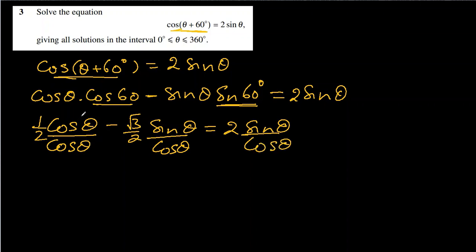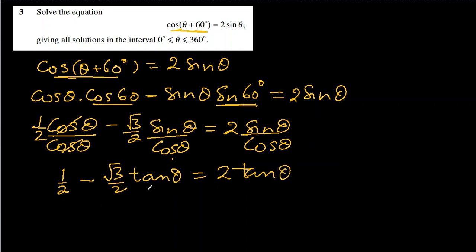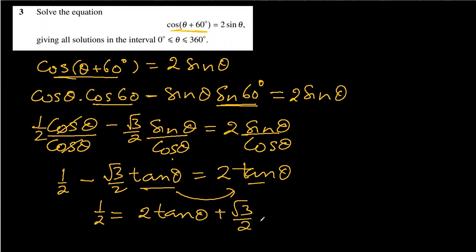All right, cos and cos will cancel here, so we are left with just half minus square root 3 over 2 sin over cos, tan theta, equal to sin over cos again, tan theta. We can combine these two now. So let's bring this to the right side. So half equal to 2 tan theta plus square root 3 over 2 tan theta.